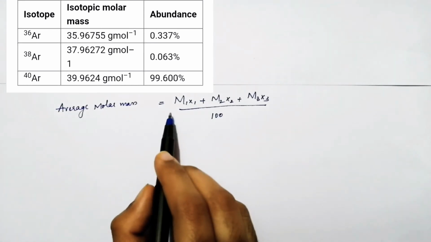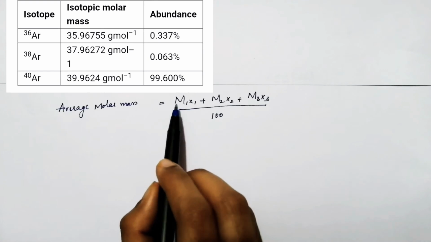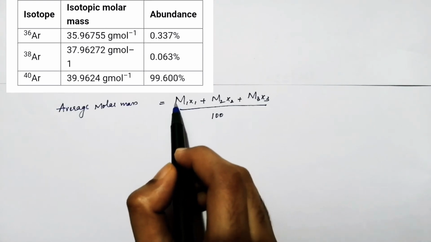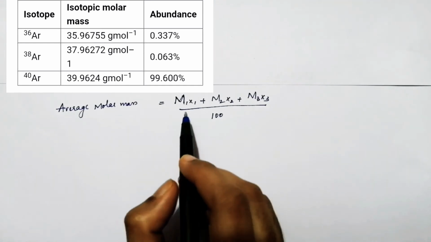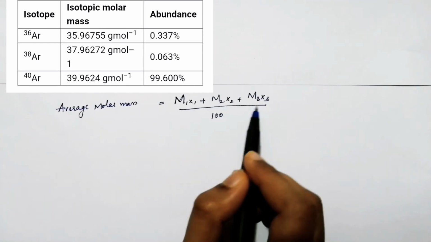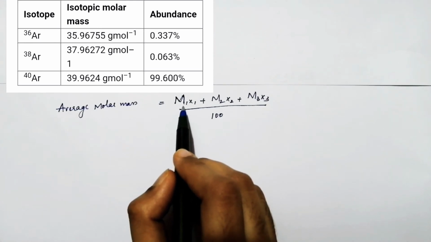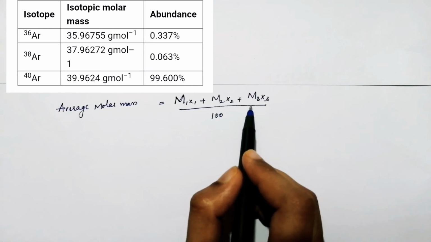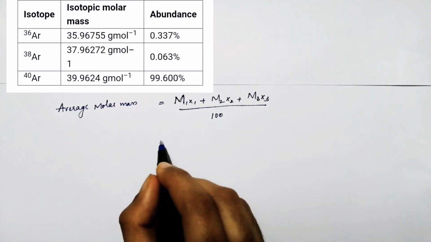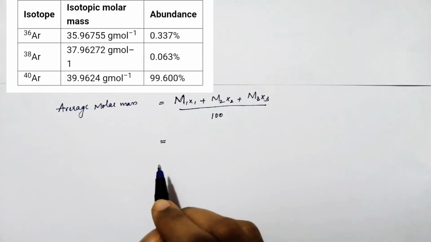Now let me explain what these terms M and X1 are. From the question we are given the isotopic molar mass, which stands as this M, and the X stands for its abundance. Since we are given 3 sets of data, that is 3 isotopes of argon, M1 stands for 36 argon, M2 stands for 38 argon, and M3 stands for 40 argon. All we have to do is put the values in this equation and find the average molar mass.